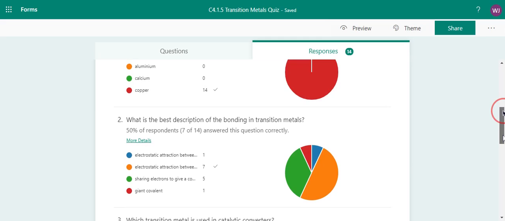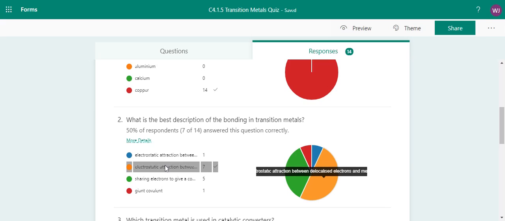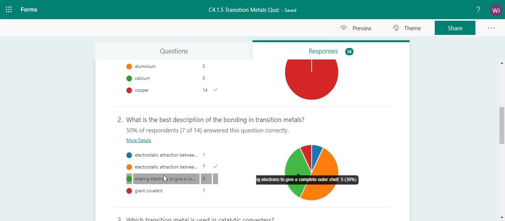Question 2, what's the best description of the bonding in transition metals? There's 4 types of bonding described here. This first one, electrostatic attraction between oppositely charged ions, is what happens in ionic compounds. So it only happens in compounds. When we're talking about elements, you can't have ionic bonding, so it can't be the first answer. The second answer, which is the correct one, is electrostatic attraction between delocalized electrons and metal cations. That's the description of metallic bonding. And 7 of us, half of us, managed to get that correct.